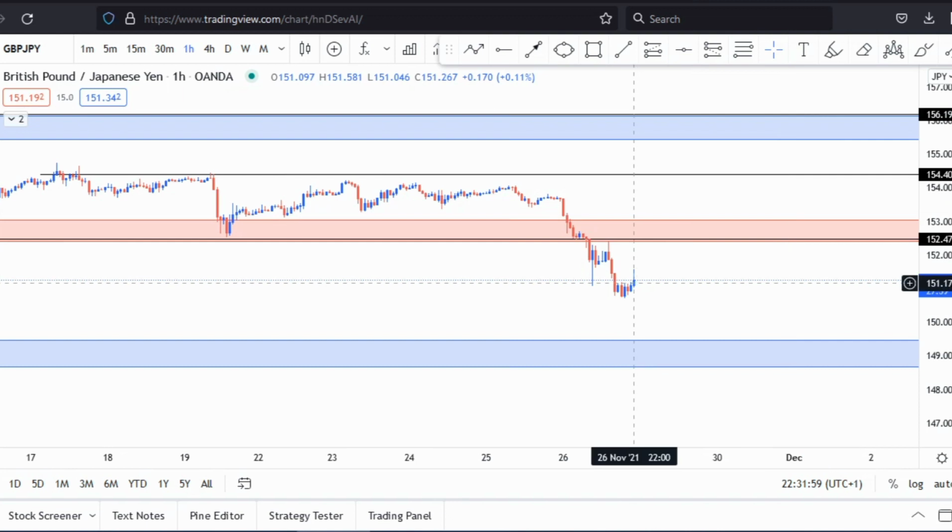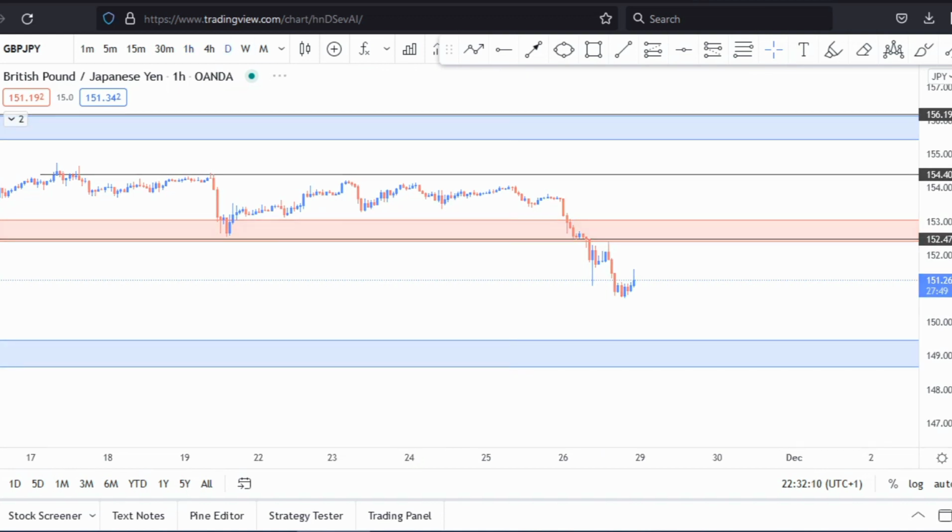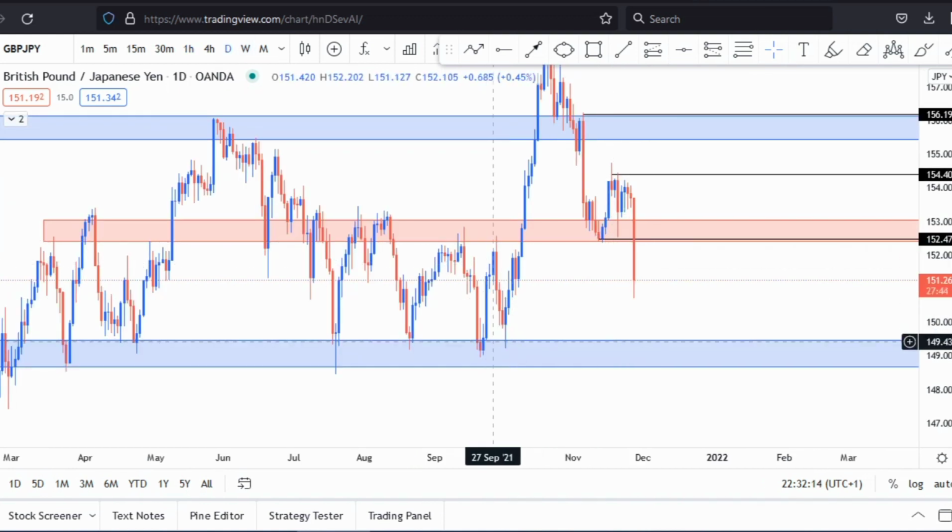If price retraces back up here, then we'll look to sell. If price doesn't and continues all the way down here, then we should be looking to take our buy trade from here, as we have seen in the higher time frame how significant this area is. As you can see, being rejected several times, I'm still expecting a rejection there as well. So that is my quick analysis for GBP JPY.